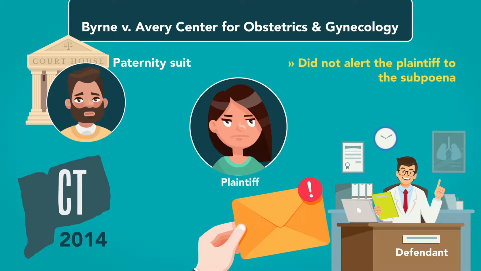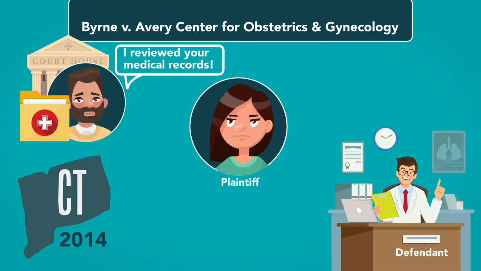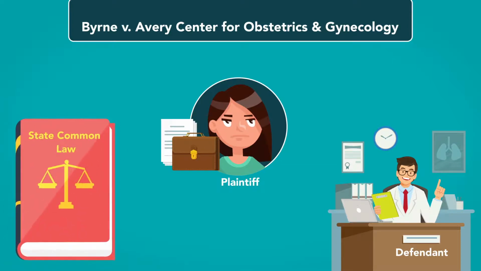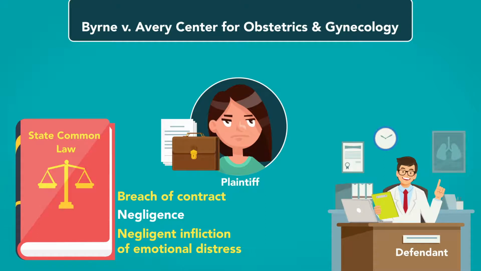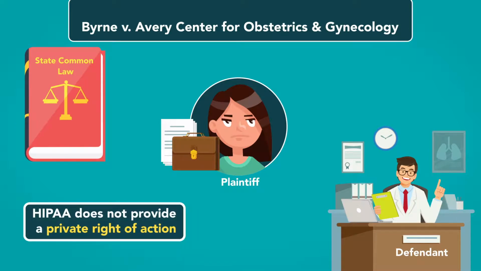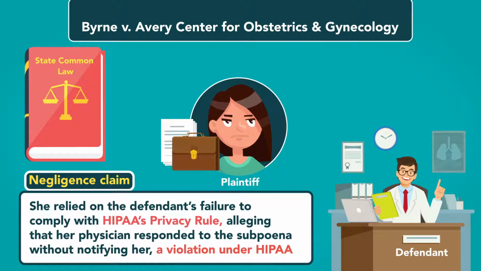The defendant did not alert the plaintiff to the subpoena, file a motion to quash it, or appear in court. Instead, he mailed a copy of the plaintiff's medical file to the court. Her former significant other then told the plaintiff that he had reviewed her records in the court file. The plaintiff sued the practice alleging state common law claims of breach of contract, negligence, and negligent infliction of emotional distress. She sued the practice and based her lawsuit on state law because HIPAA does not provide a private right of action. Still, in her negligence claim, she relied on the defendant's failure to comply with HIPAA's privacy rule, alleging that her physician responded to the subpoena without notifying her, a violation under HIPAA.